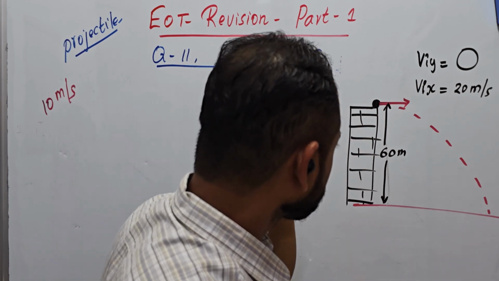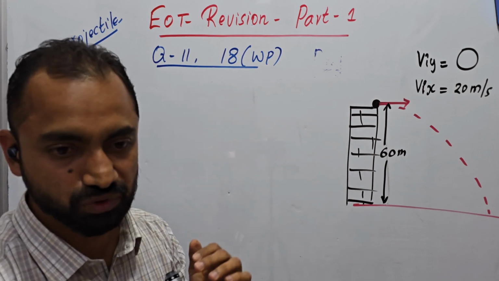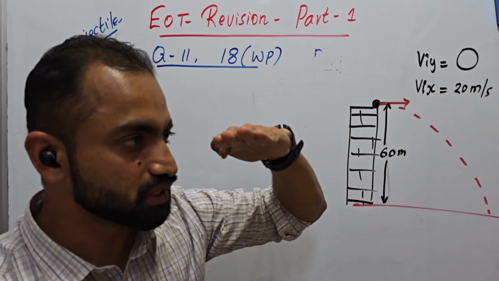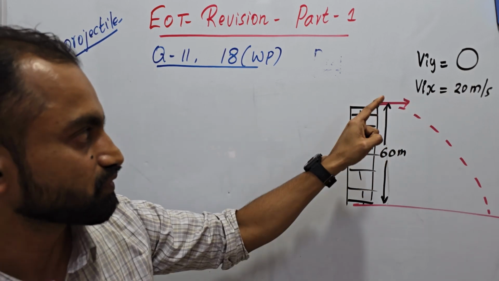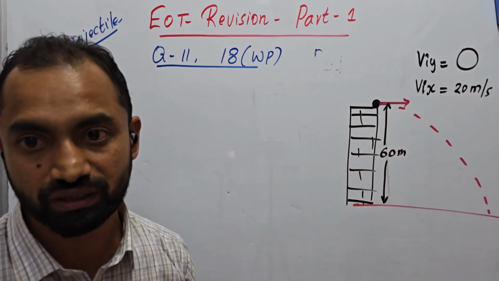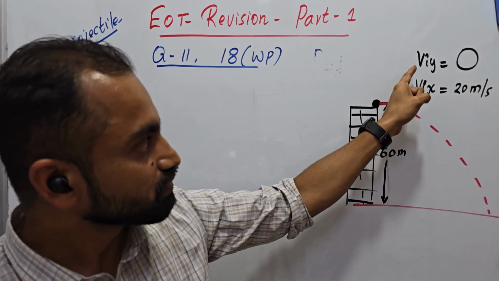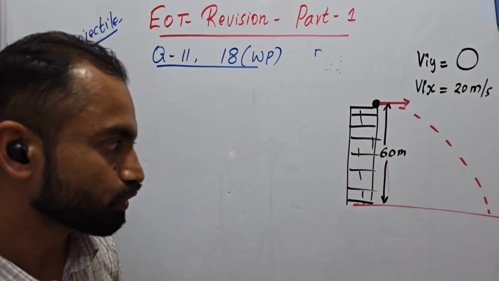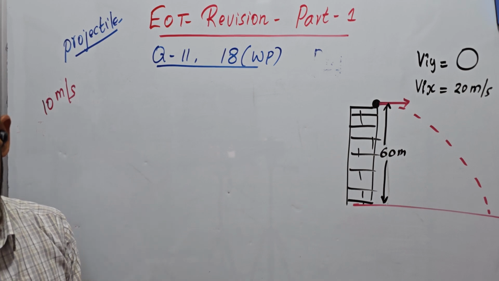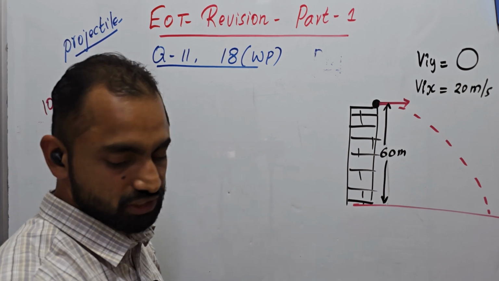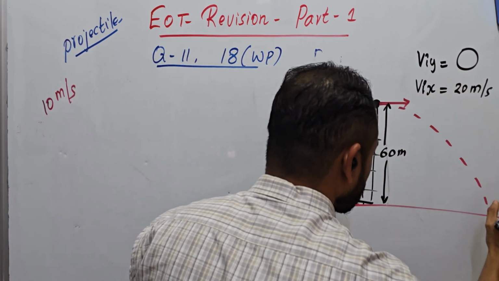Now this man is shooting the arrow from the top of this building in the horizontal direction, so he is giving velocity only in the horizontal direction, so the arrow has initial velocity only in the horizontal direction. Why? Because he is giving it in the horizontal direction only. Then vertical velocity will obviously be 0. What is the height of the building? Height of the building is 60 meter, that is given in the question. We need to find the time taken to reach the ground.